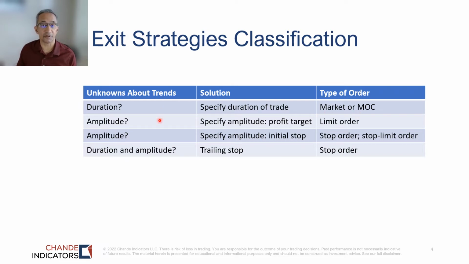Now, we don't know the amplitude of the trend, so we can specify a profit target either in percentage or in units of the underlying contract specification, and we could exit with a limit order. Again, if we don't know the amplitude and the trade goes against us, we can use an initial risk stop or a dollar stop, and we can implement that with a stop loss order. And finally, if we don't know the duration or the amplitude, then there's nothing we can assume, and we can simply use a trailing stop, which is below prices for long trades and above prices for short trades, and we can implement that with a stop order. So that's how exit strategies can be classified.